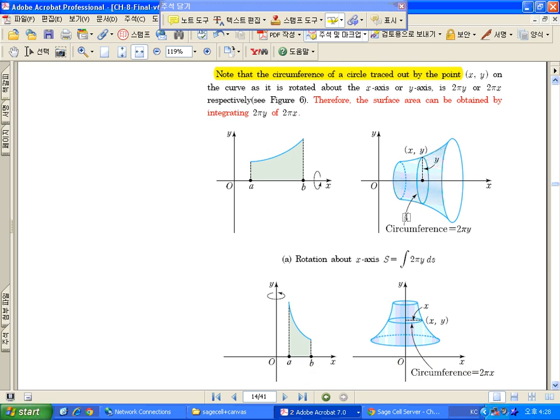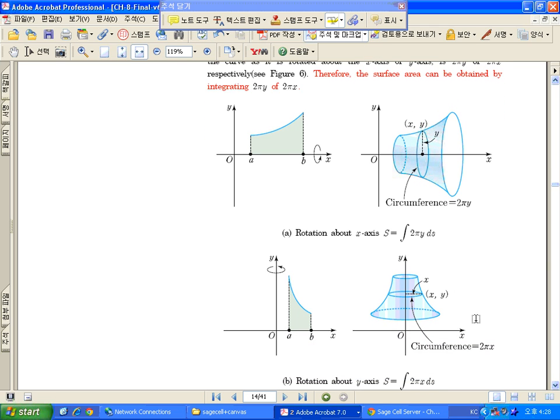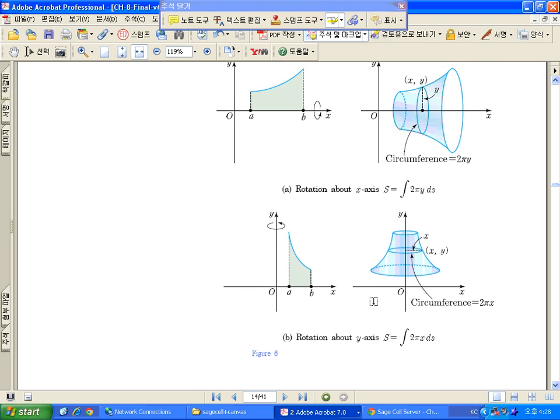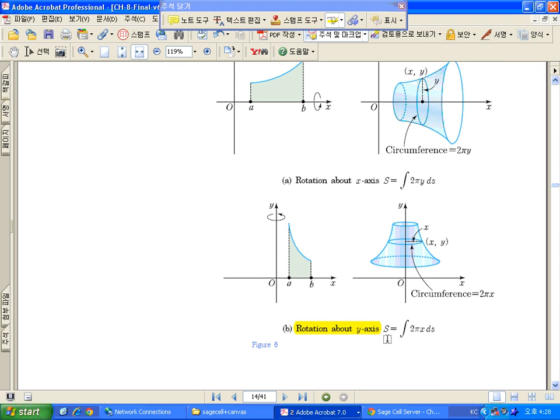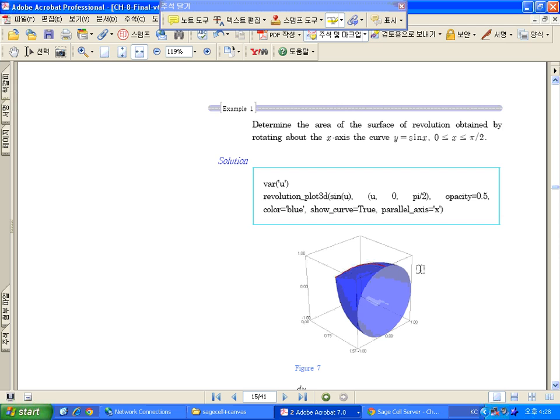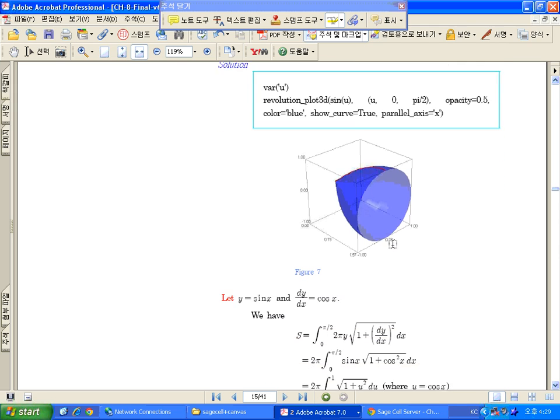Then we have the rotation about the x-axis in this way, and the rotation about the y-axis in this way, to find the surface area of this curve after the revolution. So we now have the formulas, and we use them to find the real surface area in the problems.